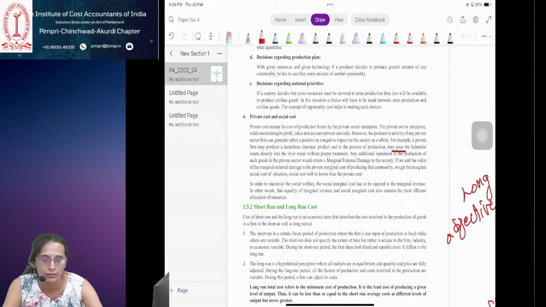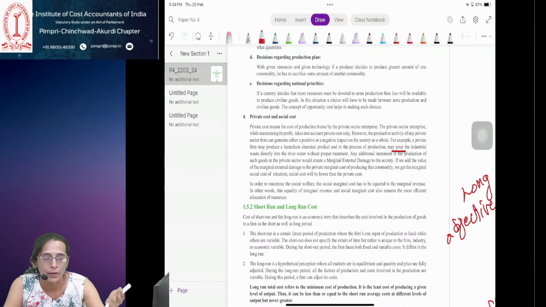See, if that chemical is toxic to the environment, it is not a right thing. We have certain social responsibility towards the environment also, right? We can't do anything just because we want to maximize our profit and for our own benefit, right?